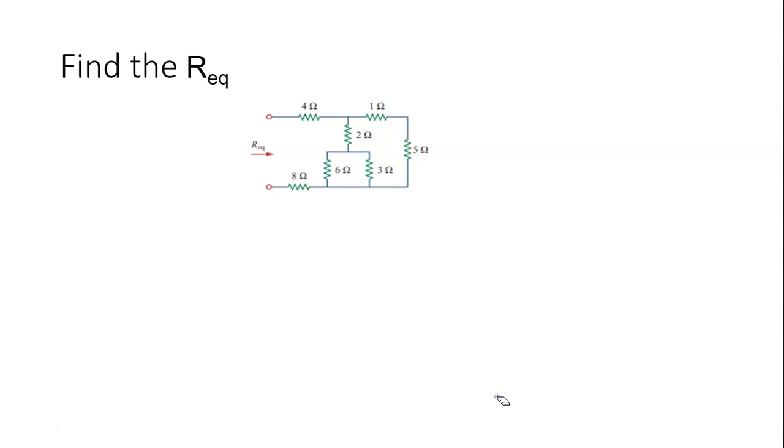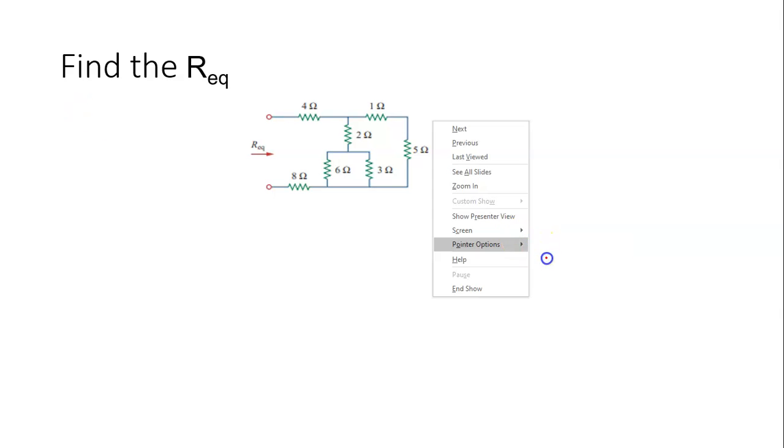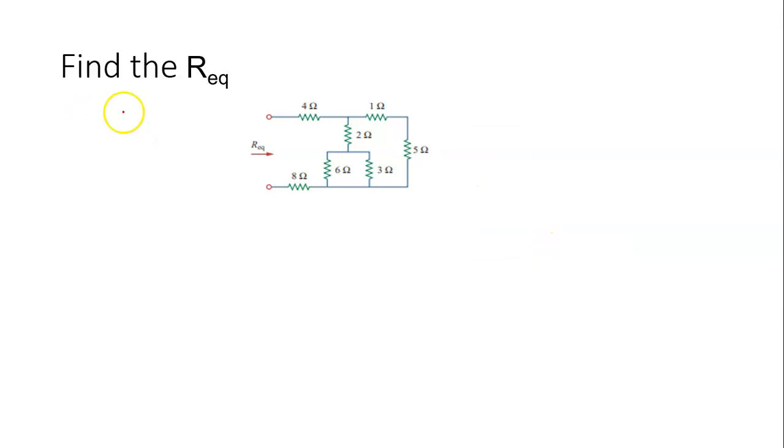So let's solve the problem. Let's solve this 1 ohm and this 5 ohm. These two resistors are in series. When two resistors are in series, we know the formula: R equivalent is equal to R1 plus R2. So we get 1 ohm plus 5 ohm, that is equal to 6 ohm.